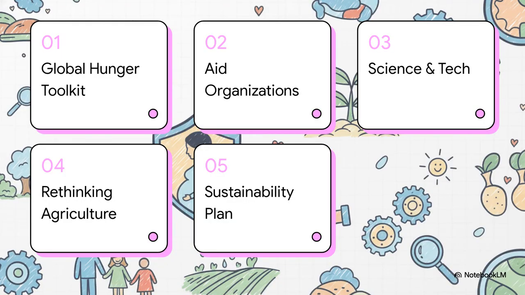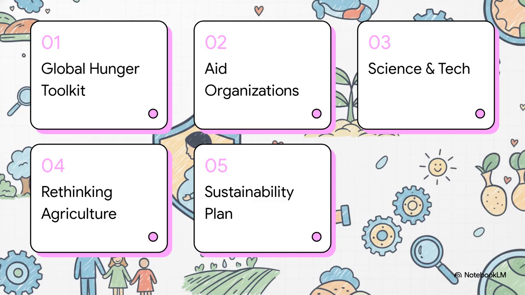Here is the roadmap for our final journey together. We'll start by opening up the Global Hunger Toolkit. Then we'll look at international aid organizations, dive into science and tech, spend some time rethinking global agriculture, and finally, look at a universal sustainability plan. We're essentially moving from immediate, emergency triage right through to long-term systemic solutions.